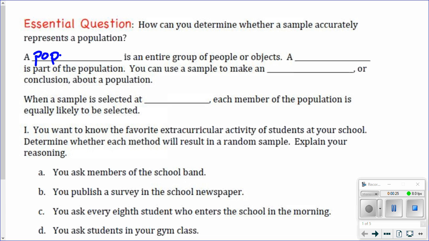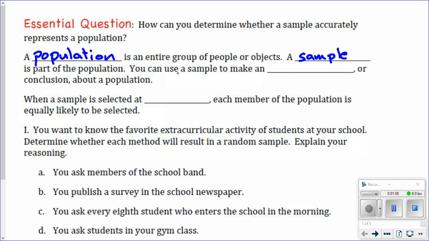Population, let me fill this in, is an entire group of people or objects. So when you're talking about a population, you're talking about a big group. A sample is part of that population. So let's say you wanted to ask a question of a group of people, for instance, who they were planning to vote for president. It would be too difficult to ask everybody in the whole country. So what you do is you take a sample. And the key thing here is you want your sample to represent the larger population.